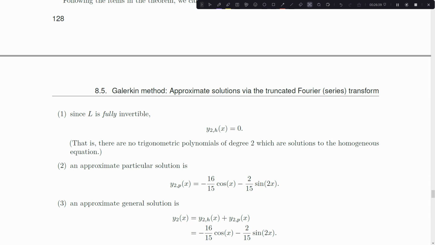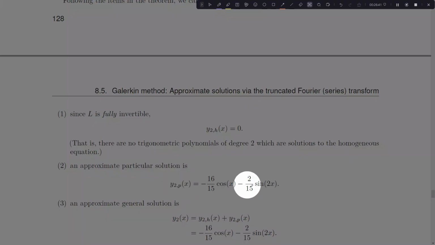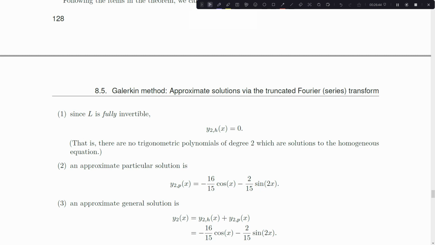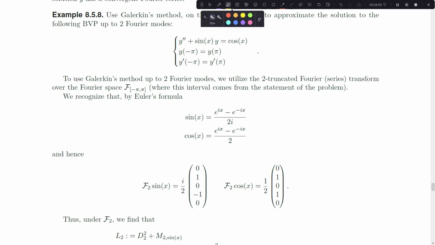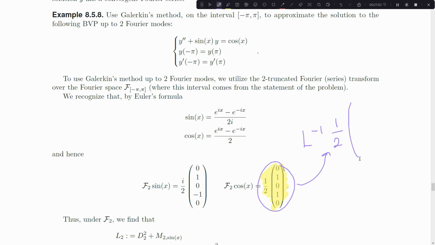An approximate particular solution can be calculated just using my formula, which you'll recall was, so the right-hand side is this. And so I'm taking L inverse of this. L is a 5 by 5 matrix. I'm computing L inverse of that, and that's giving me a vector of Fourier coefficients.